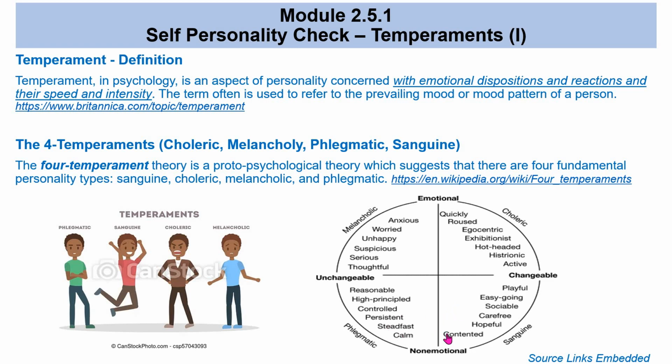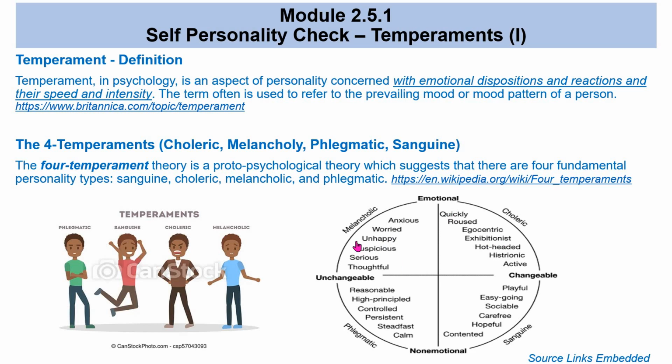And then you go to phlegmatic, who are calm, steadfast, persistent, controlled, highly principled, and reasonable. But it can be difficult to get them to change, to do something easily. And then the melancholists, who are also a little bit difficult to change behavior because they believe in ideals sometimes. They're very thoughtful, serious most times, can be very suspicious of things, unhappy, worried, and anxious, and can be emotional.